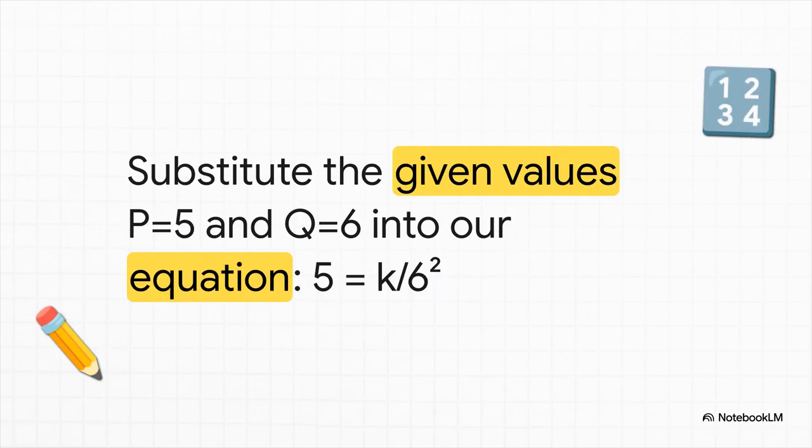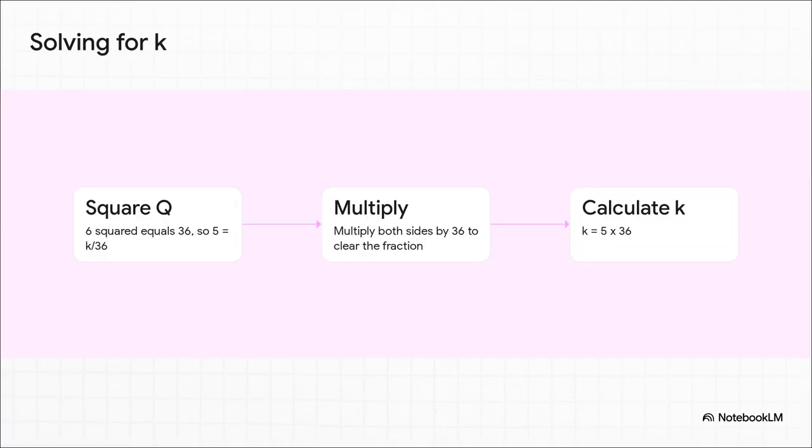All right, let's look at the actual numbers they gave us to work with. The question tells us that p is 5 when q is 6. So what do we do? We take those exact values and plug them straight into our formula. Substituting them in, we get 5 equals k over 6 squared. Basically, we're setting a trap to capture our constant k. We know both the variables for this specific moment, which leaves k as the only unknown we have to solve for. Let's walk through the algebra here, nice and easy.